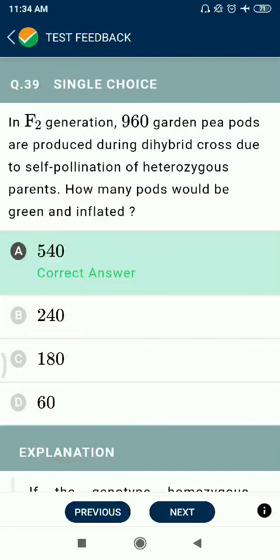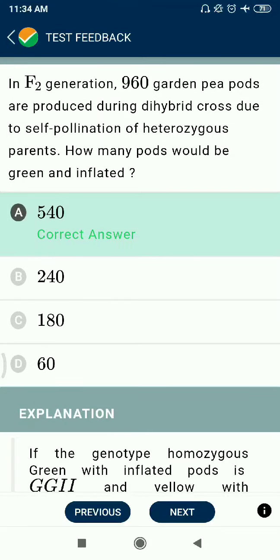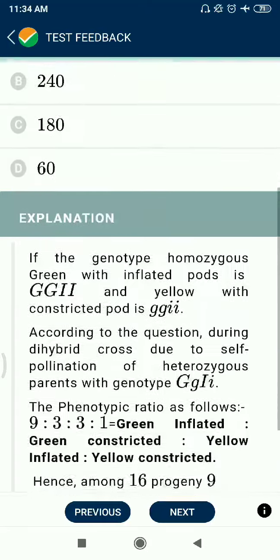Question number 39. In F2 generation, 9060 garden pea pods are produced during dihybrid cross due to self-pollination of heterozygous parents. How many pods would be green and inflated? 540.